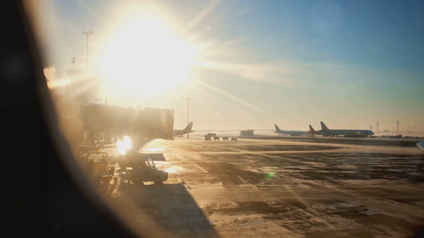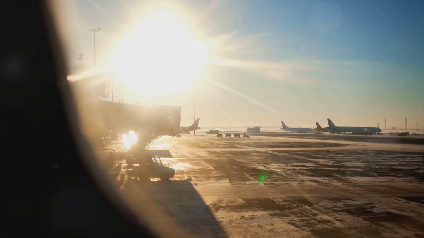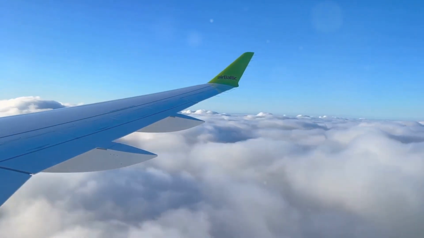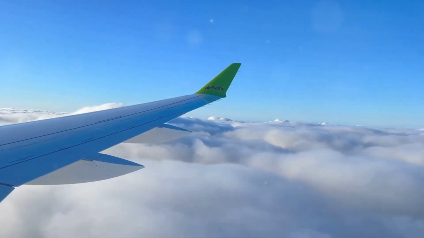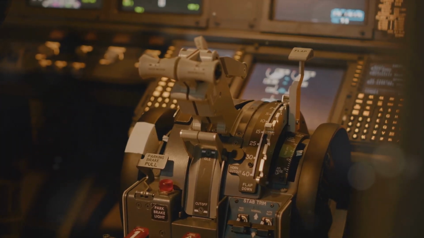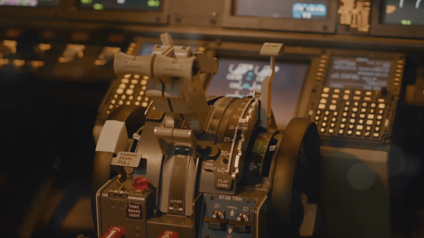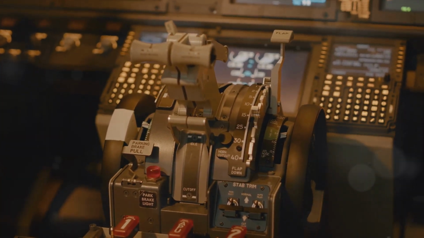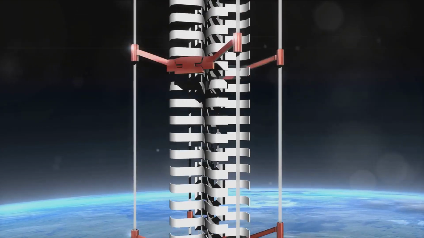Lift is created by the air pressure difference on the upper and lower surfaces of the wings. It acts upward through the aircraft's center of pressure. Weight, on the other hand, is the force of gravity acting downward through the aircraft's center of gravity. Thrust is the force that propels the aircraft forward in flight. It acts in the direction of flight. Opposing the thrust is drag, which is the resistance to forward motion and acts in the direction opposite to flight.